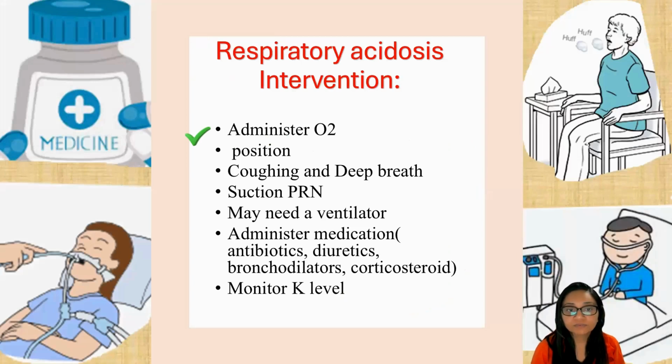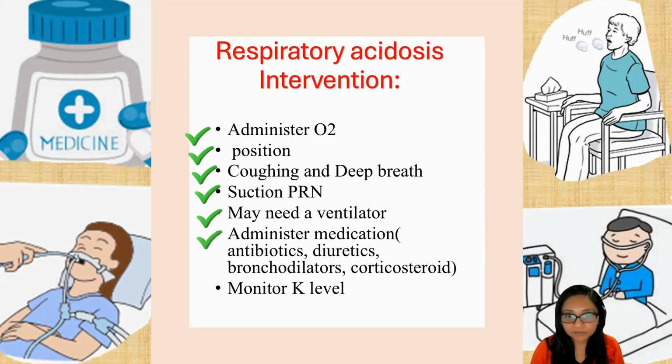Now, what interventions will we do for this patient? Administer oxygen: check the oxygen saturation and administer it if it's low. Give a proper position to the patient. Give them high Fowler position, or if this is a post-operative patient, give them a proper position so that they are able to take a deep breath. Encourage coughing and deep breathing. Suction the patient PRN if needed. If the patient has accumulation of saliva or any secretion, suction them followed by mouth care, which will increase the gas exchange. Some patients might need a ventilator.